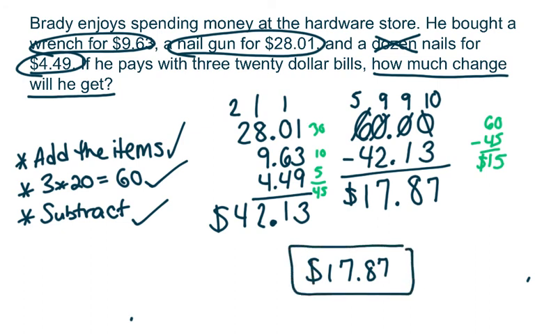The key thing to remember when you're solving multi-step decimal problems is you need to carefully pay attention to what steps you need to do. You will need to add, subtract, multiply, or even divide, sometimes more than one step per problem.